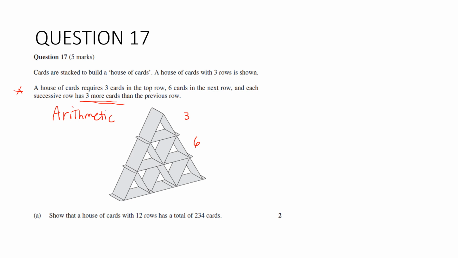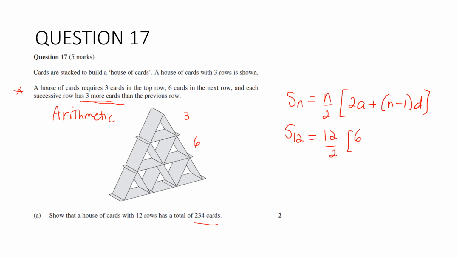Part A, show that a house of cards with 12 rows has a total of 234 cards. So we want the sum of an arithmetic series. Sn is equal to n over 2, 2a plus n minus 1 d. We want 12 rows. The sum of 12 rows is 12 over 2. In the first row, there are 3 cards. n minus 1 is 11. And each successive row has 3 more cards, so d is 3. Okay, into the calculator, hopefully we get the answer. 6 plus 11 times 3, brackets, equals 234.